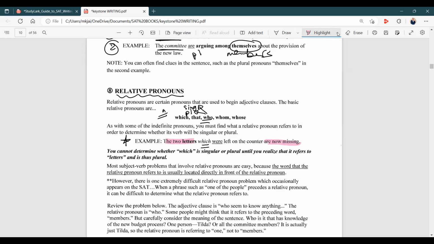Yes, miss. How many clauses do I have here in this example? We have two. Okay, where is the main clause? The two letters are now missing. Yes, the two letters are now missing. Okay, and that's what? That's a relative clause.